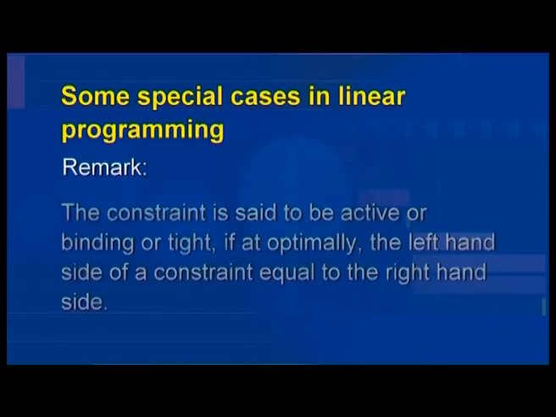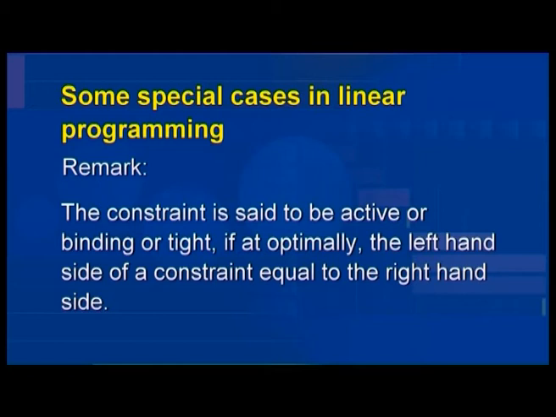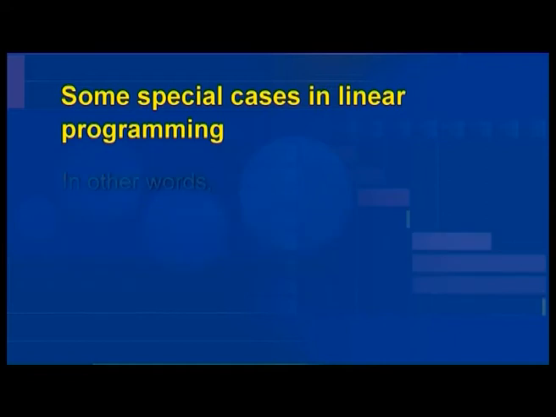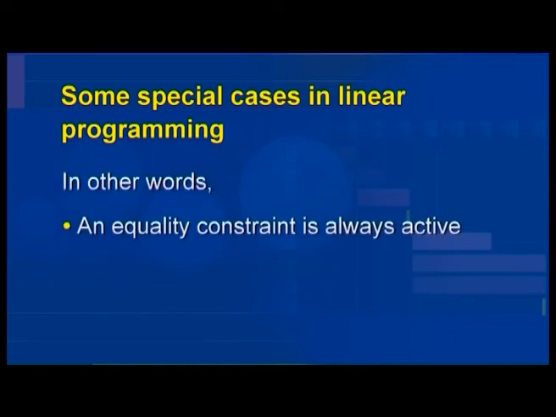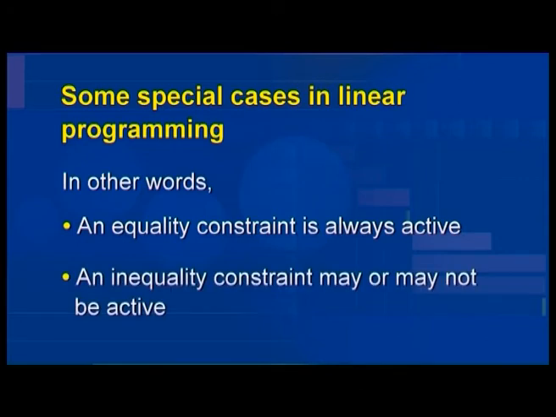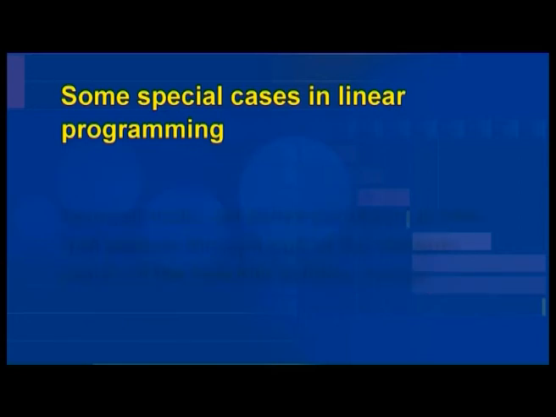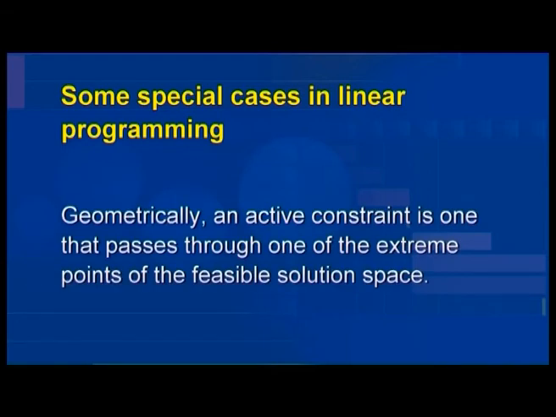Remark: a constraint is said to be active or binding or tight if at optimality the left-hand side of the constraint equals the right-hand side. In other words, an equality constraint is always active. An inequality constraint may or may not be active. Geometrically, an active constraint is one that passes through one of the extreme points of the feasible solution space.